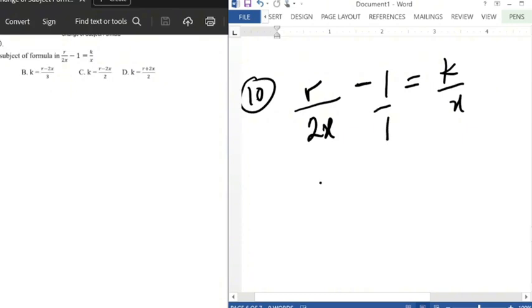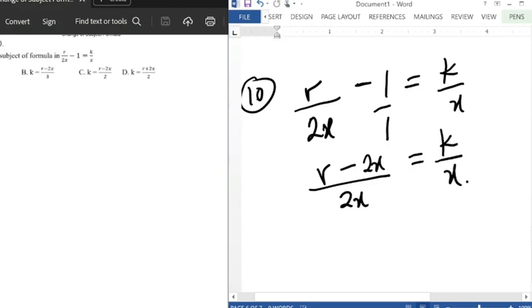We make this 1 over 1. Therefore we're going to have 2x as the LCM. So that's going to be r. 2x in 2x is 1, 1 times r is r. Minus 1 in 2x is 2x, 2x times 1 is 2x, equals k all over x. So from here now we can cross multiply.